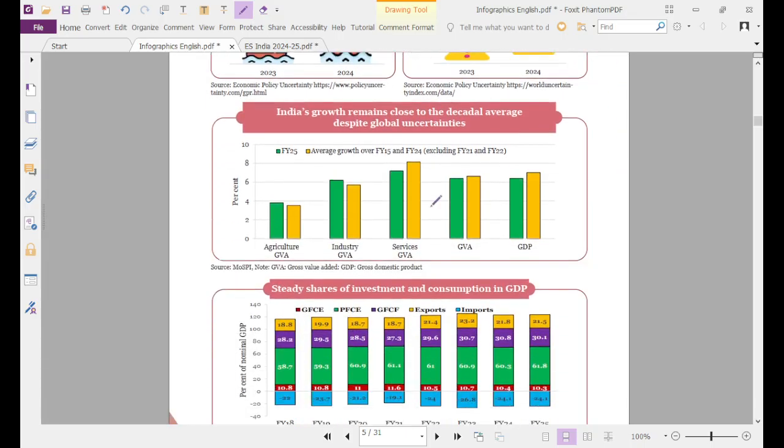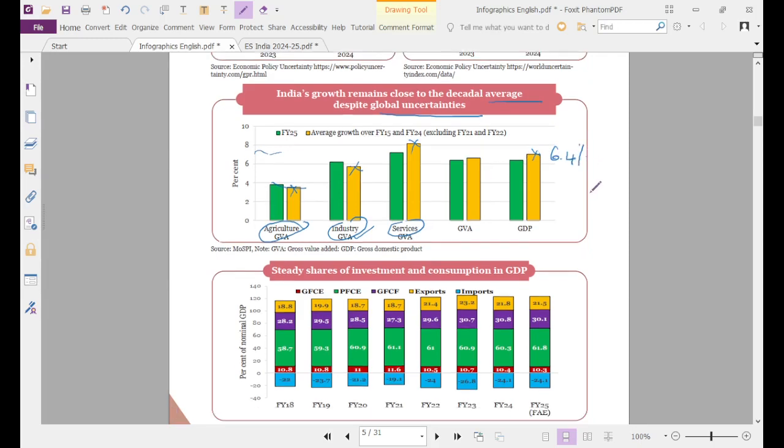India's growth remains close to the decadal average, and despite global uncertainties, you can see how the three sectors of the economy, agriculture, industry and the services sector, are contributing. The agriculture sector's contribution remains at around 3.8 to 4%. Industry, the manufacturing sector, stays around 5.5 to 6%, and the services sector is at an all-time high of 8% in terms of gross value addition, GVA. Overall GDP experiences around 6.4%. So this is what is indicated.